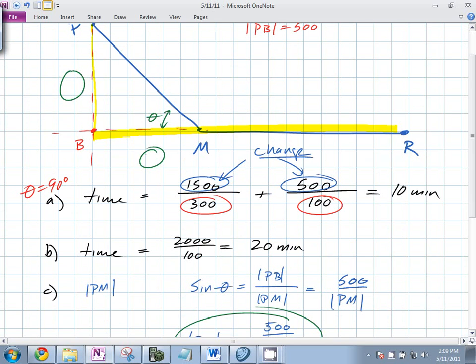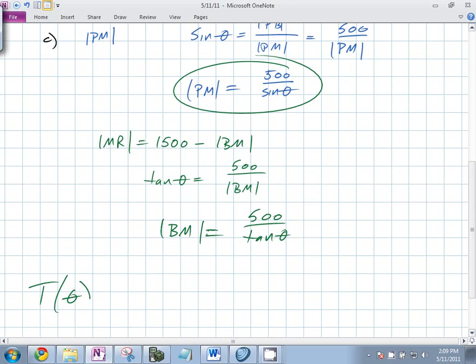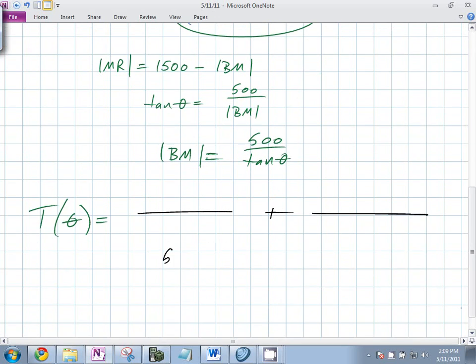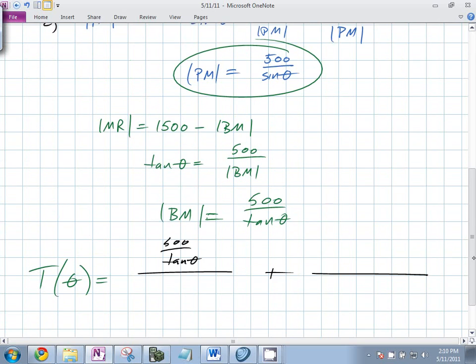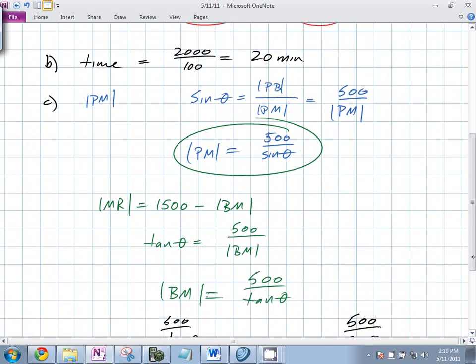500 over BM. So we can solve for BM now. BM is going to be... exactly. So now do we have the two distances? Yeah, so our time in terms of theta is now going to be PM 5. Oop, that's interesting. Did you see what happened there? 500 over tan theta is our first distance, and our other distance was 500 over sine theta.